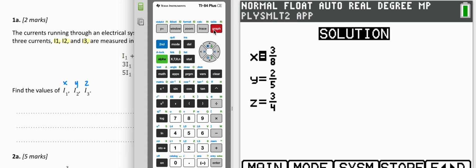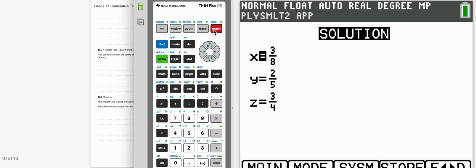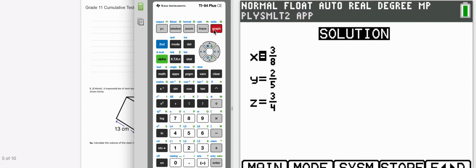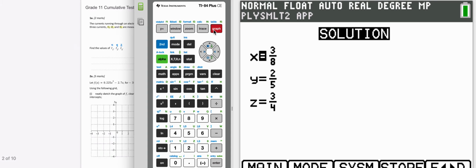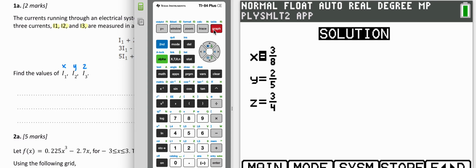And that's all I need to write on my information. So I've lost the question. So all I need to write on my question is that X is equal to 3/8, Y is equal to 2/5, and Z is equal to 3/4.